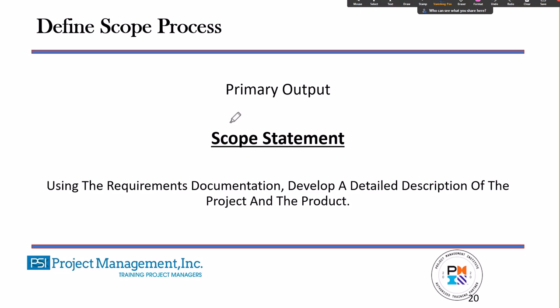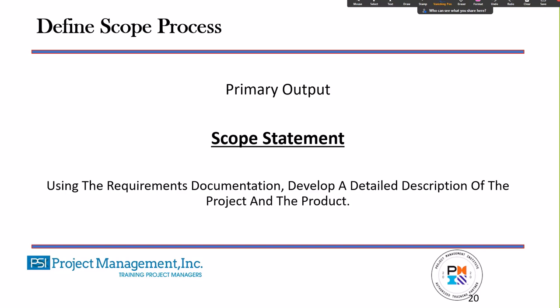And we're going to use this scope statement then to decompose it down into our work breakdown structure. You can see we start off with a project charter. We identify stakeholders. We collect requirements. Then we develop a comprehensive document called the scope statement. Then we decompose that down into the work breakdown structure.